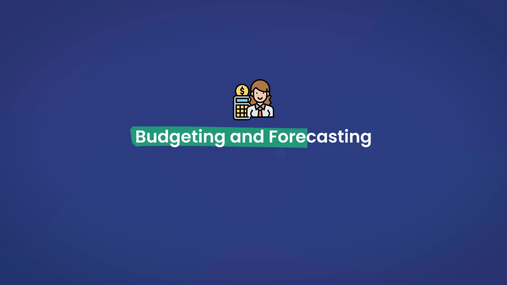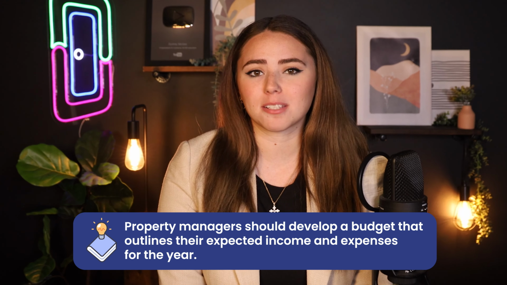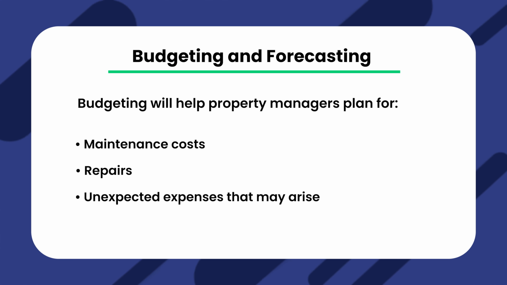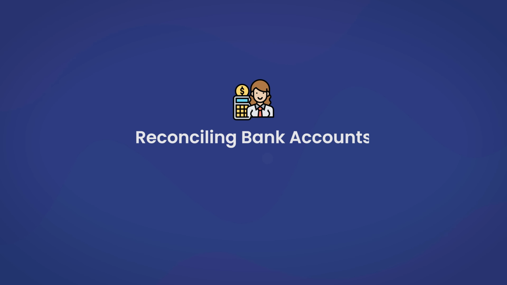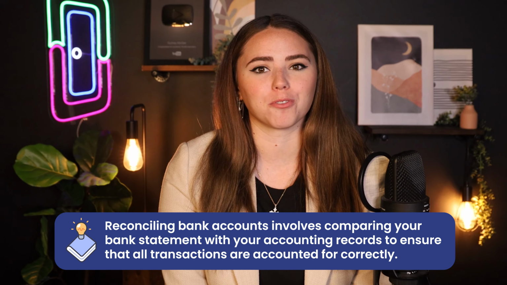Budgeting and forecasting are also really essential practices for property managers. Property managers should develop a budget that outlines their expected income and expenses for the year. This should help you plan for maintenance costs, repairs, and unexpected expenses that may arise. Reconciling bank accounts is a vital practice in property accounting as well. It involves comparing your bank statements with your accounting records to ensure that all transactions are accounted for correctly.